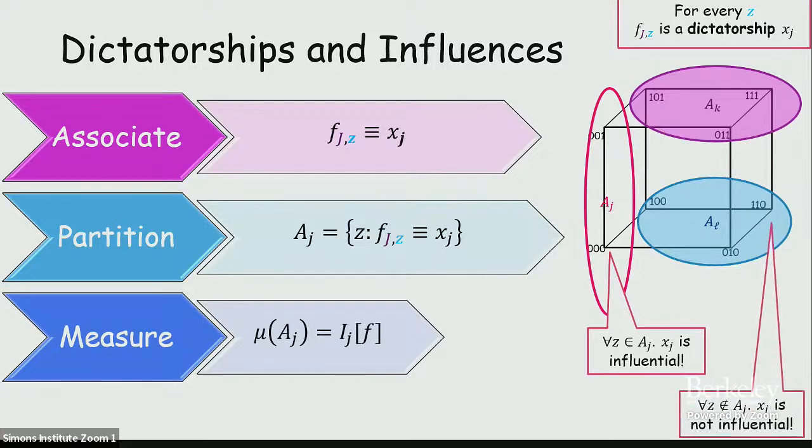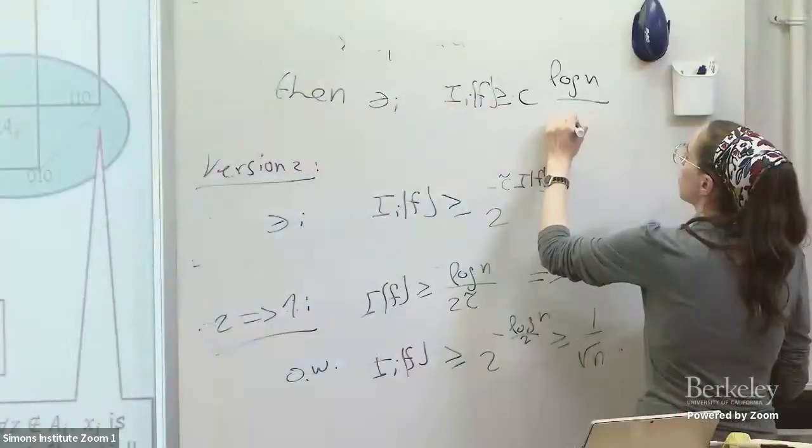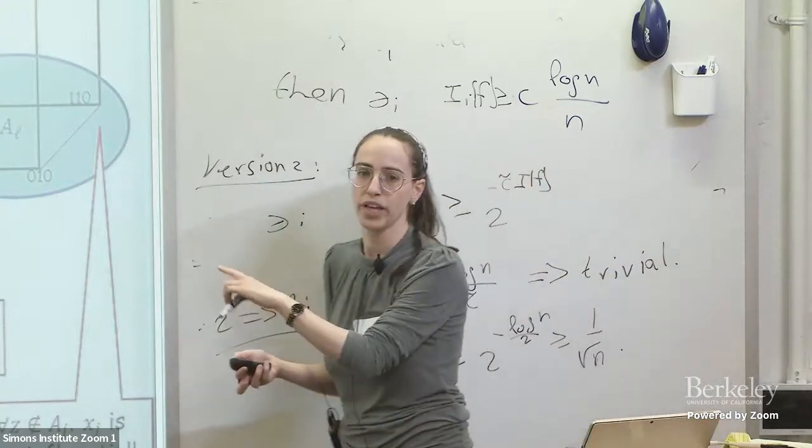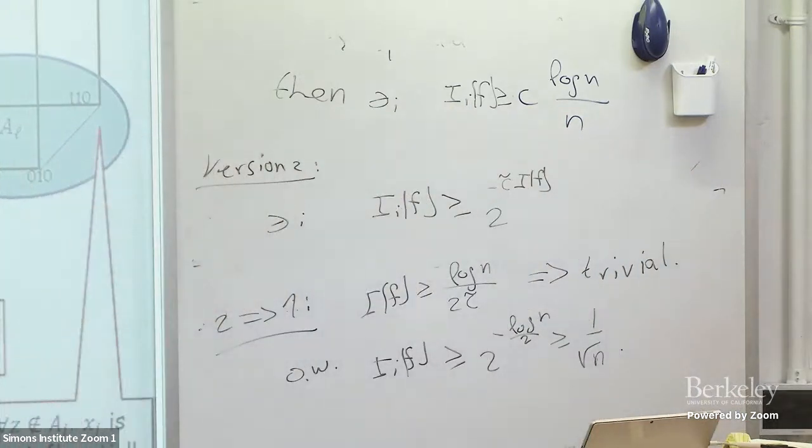And for every other group, A_L for example, x_j must be not influential, because here x_L is the influential variable and we have a dictatorship, so we have only one influential variable. So this is exactly the influence. And what we wanted to prove is that the influence is at least log n over n. If we have some influence which is large, then we are done.